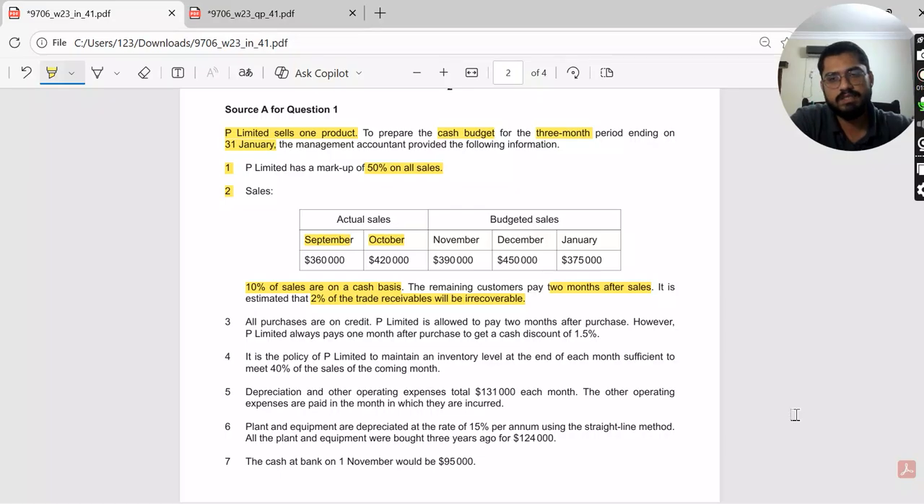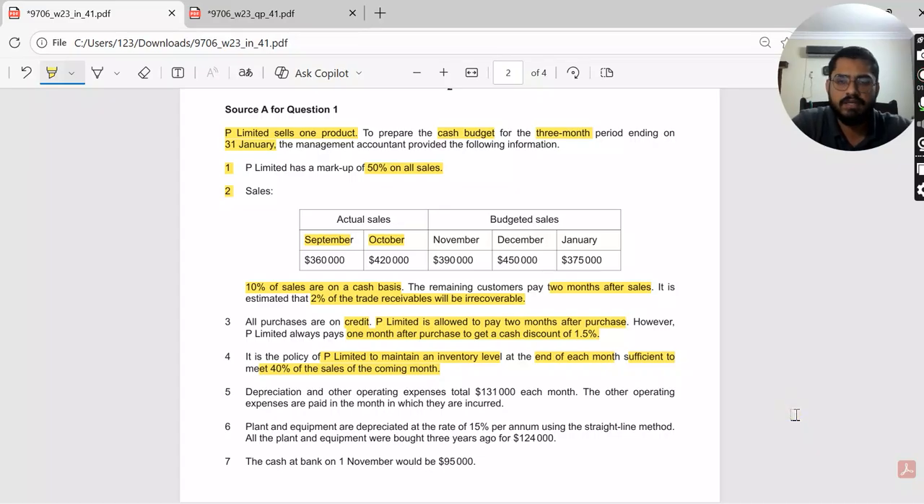Okay. Further it says that all purchases are on credit and P Limited is allowed to pay 2 months after the purchase. However, P Limited pays 1 month after purchase to get a cash discount of 1.5%. Then it says that it is a policy of P Limited to maintain an inventory level at the end of each month sufficient to meet 40% of the sales of the coming month. So while we are making purchases for the current month, we'll also be making some purchases to meet the sales for the upcoming months as well.